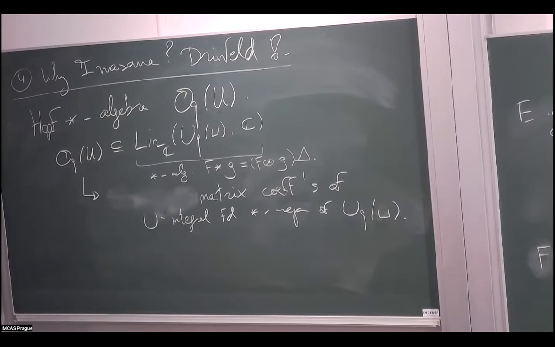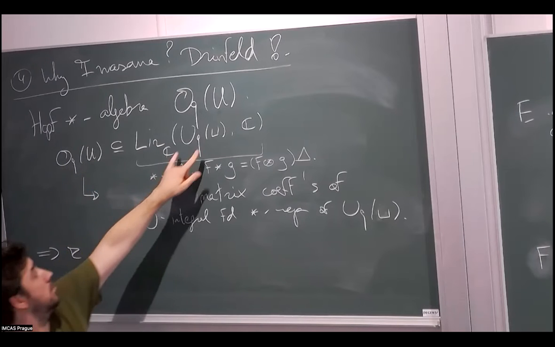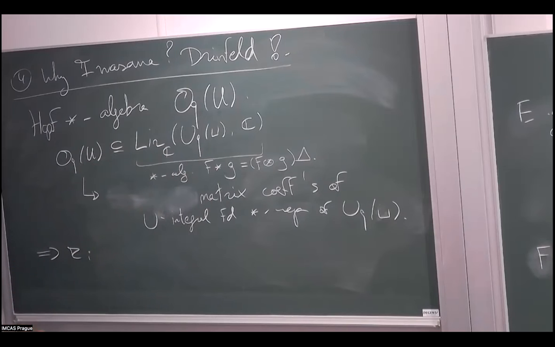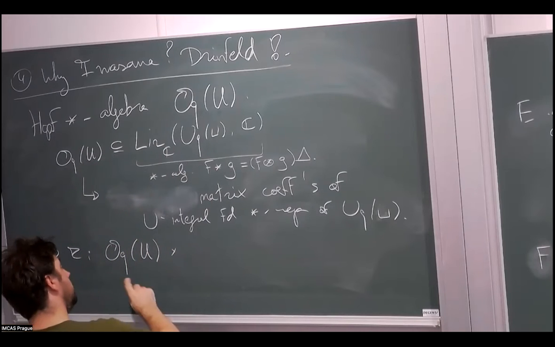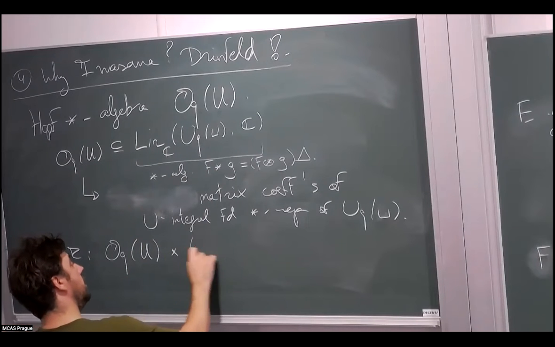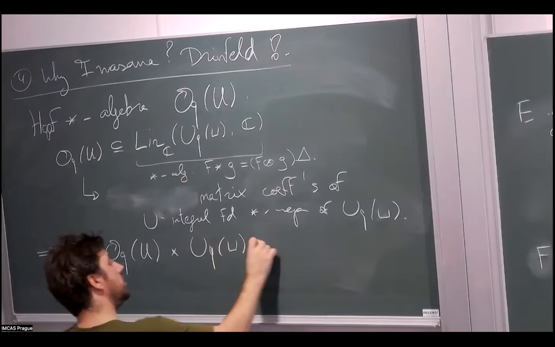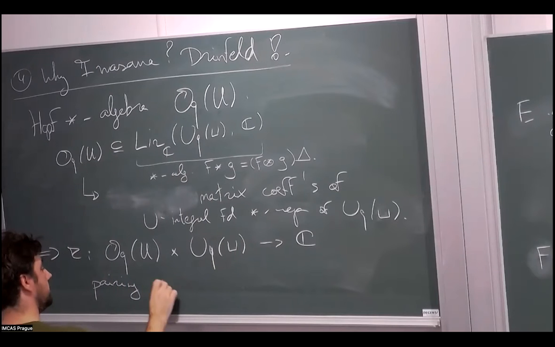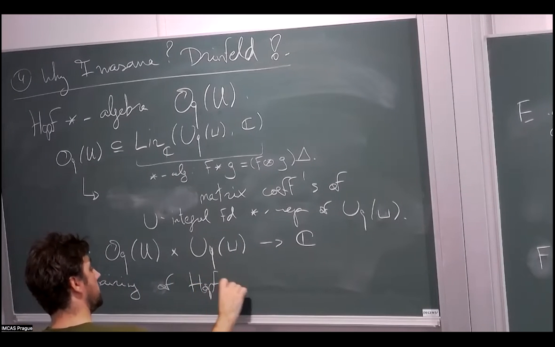And by construction, we have a pairing. Any element here, I can pair with an element here because it is given as linear functionals on this one. So I just want to be explicit and write this abstractly as some map, which takes as input some quantized function and some element in the quantized enveloping algebra, and I associate to it a complex number, just by this trivial pairing. And this is, by construction, a pairing of Hopf algebras, and even a pairing of Hopf star algebras.